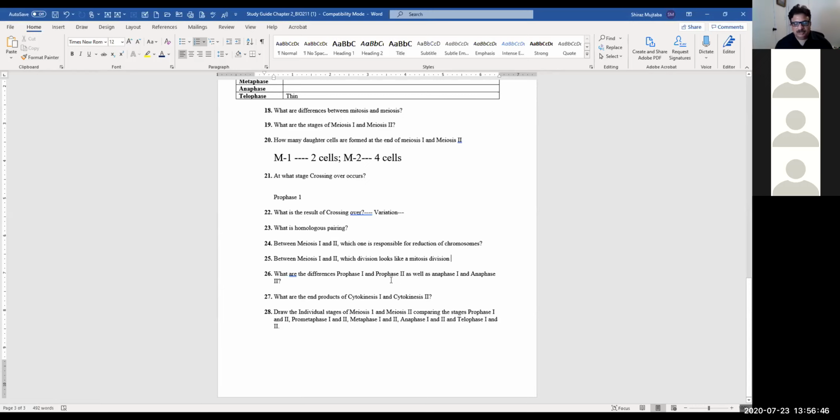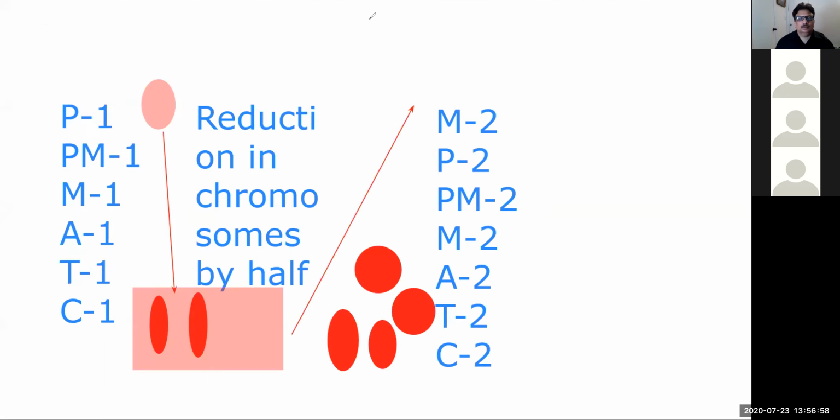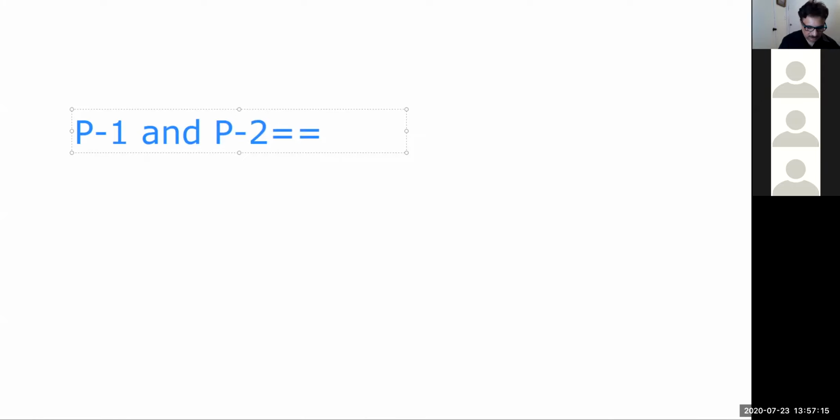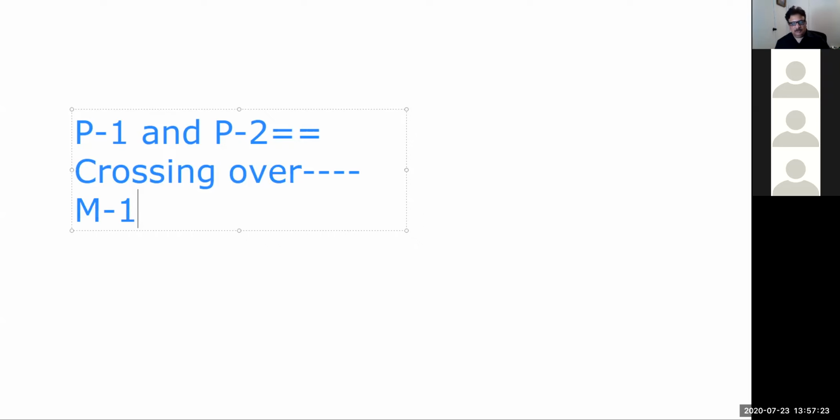Question 26, what are the differences between prophase one and prophase two, anaphase one and anaphase two? The significant difference between prophase one and prophase two is the happening of crossing over. And this crossing over occurs in meiosis one. So this is the major difference between prophase one and prophase two.